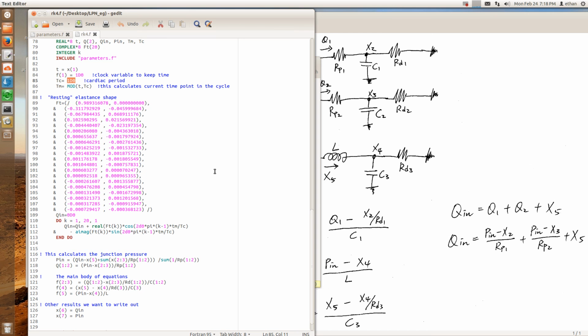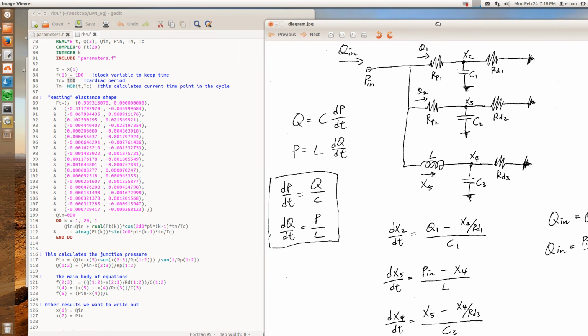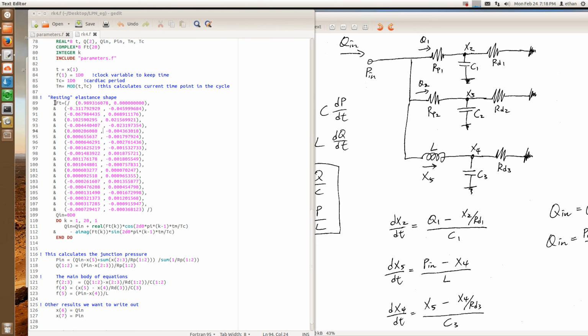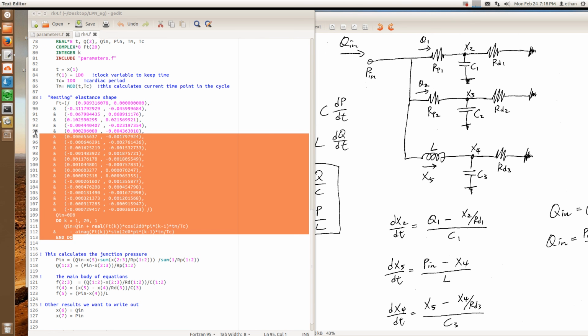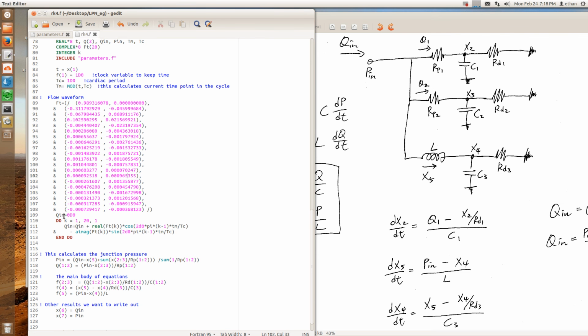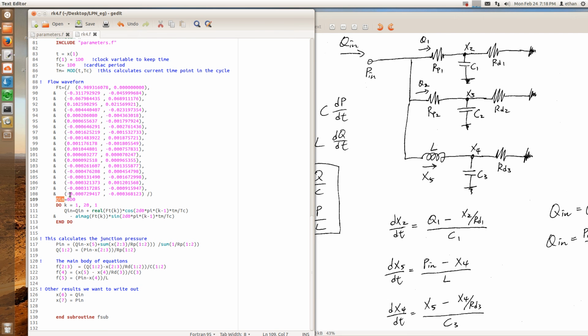And then, as we talked about, in our circuit we have an inflow waveform. So here I have a flow waveform calculated using Fourier transform, and I've covered how to do this in a previous video tutorial. So if you don't know how to do that, you can go back and review that. I should change this comment right here. So this is our flow waveform. Now we've got our flow waveform that's in this variable qin right here. So now we can use it, now that we've defined what it is.